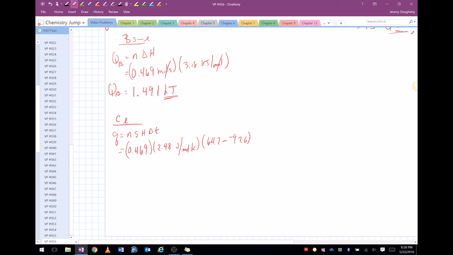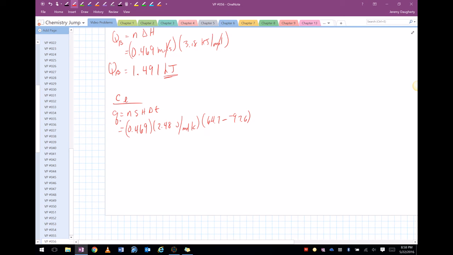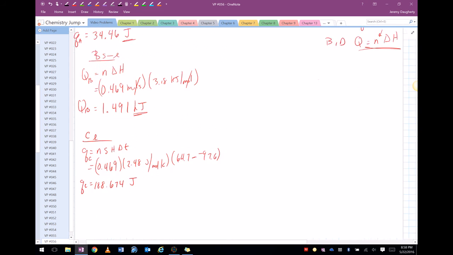That 46875 number, I'm just going to go up and grab that, times 2.48 times the difference of 64.7 minus negative 97.6. So I get a value of 188.674, and that's Q sub C. We're going to call that 188.674, and that's in joules. Okay? So let's go on to D.